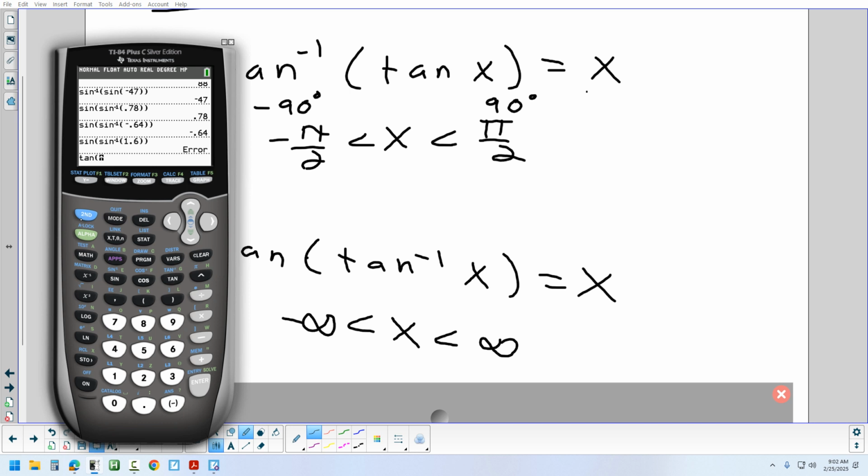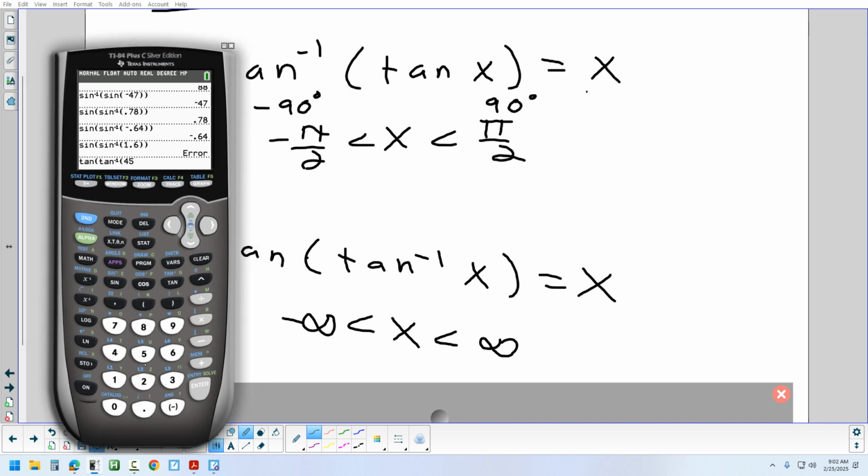The tangent of the inverse tangent of 45.24. I just made that up. You're always going to get the same thing back. Tangent of the inverse tangent of 128.47 gives 128.47.